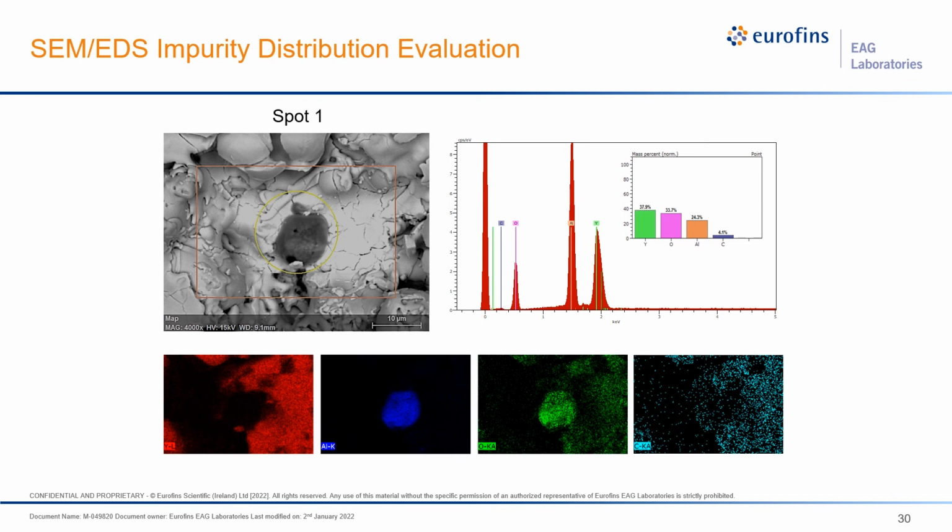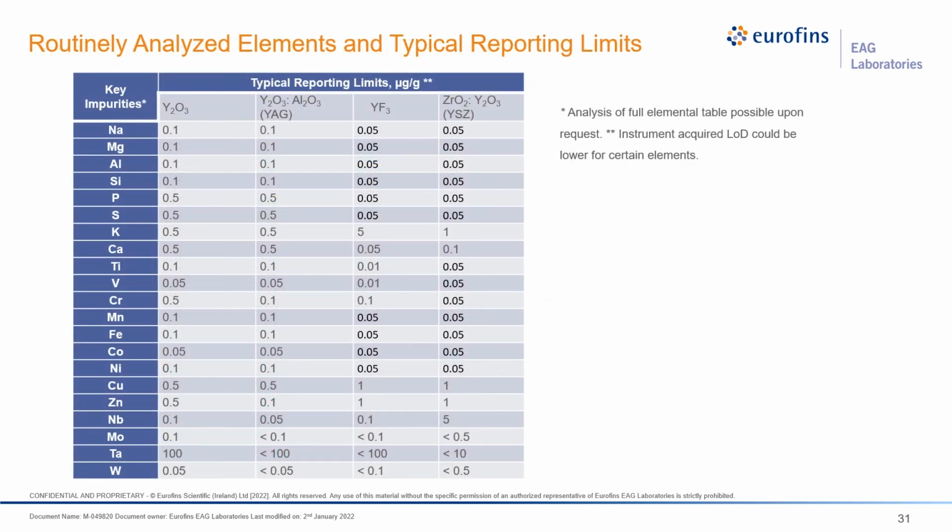And here, we want to show you the typical reporting limits for the ceramic coatings we analyze. Again, this only shows part of the elemental list for illustrative purposes. It is possible to do a full survey elemental analysis. Number two, you can see the detection limits are generally 0.05 to 0.1, which can satisfy most industry needs.